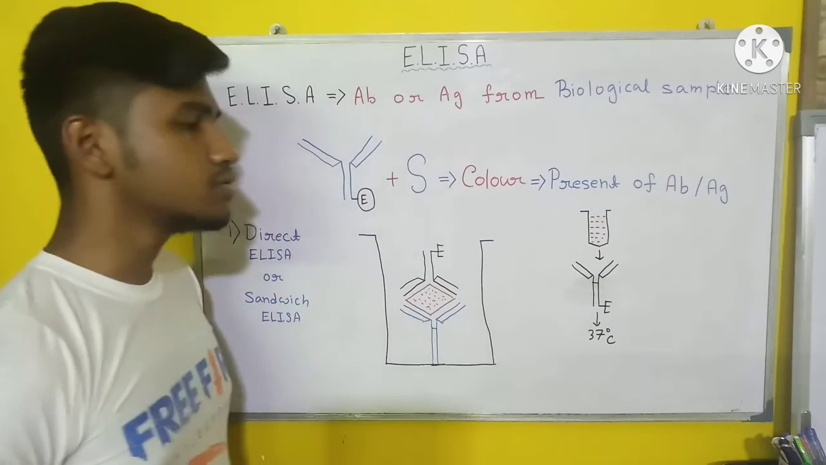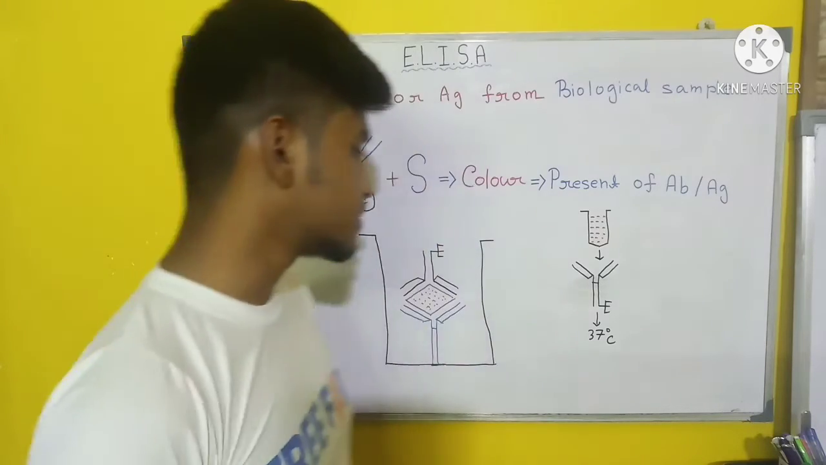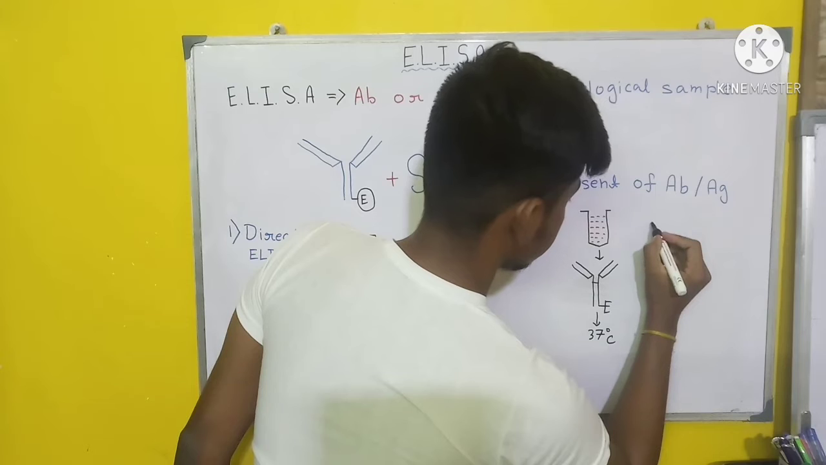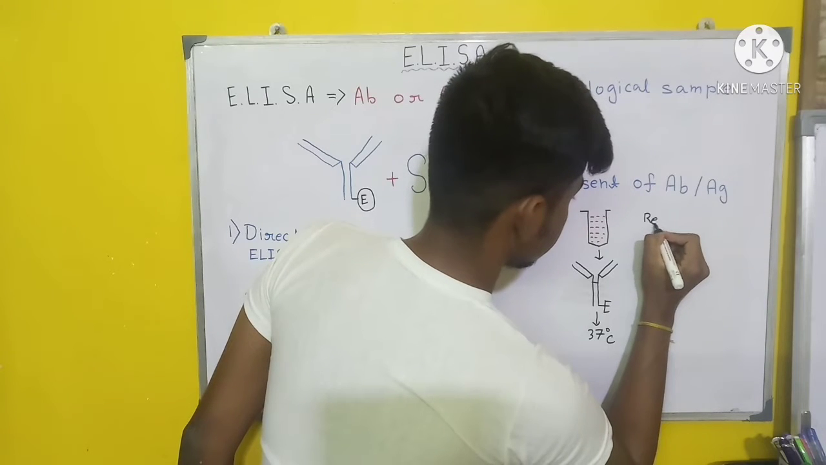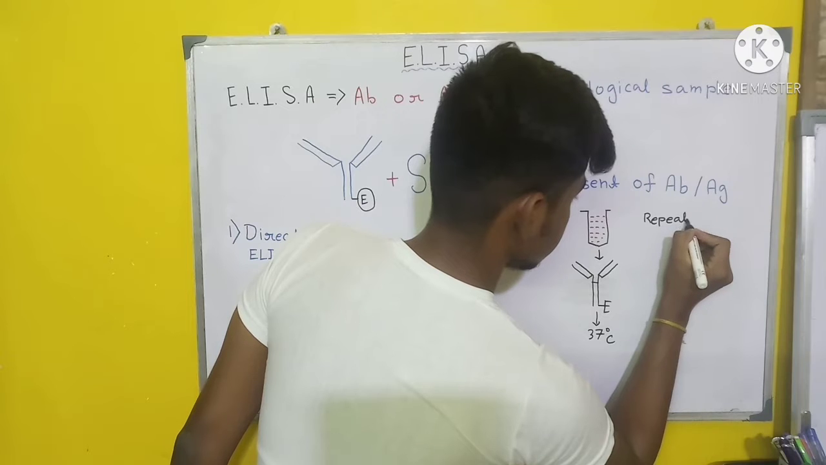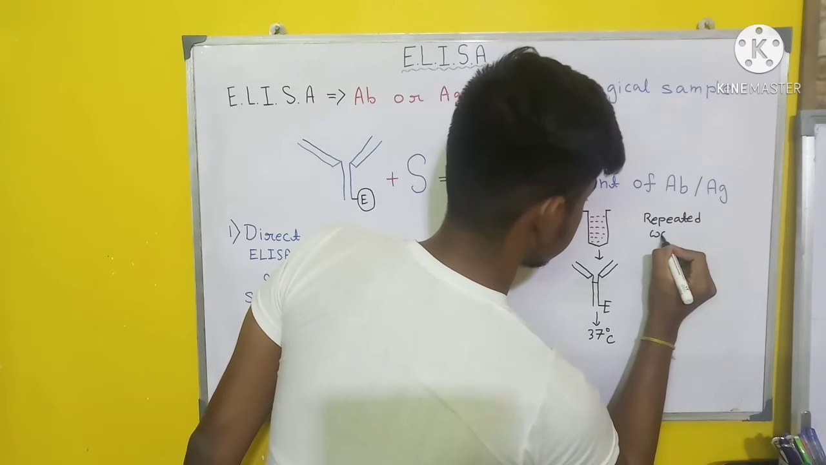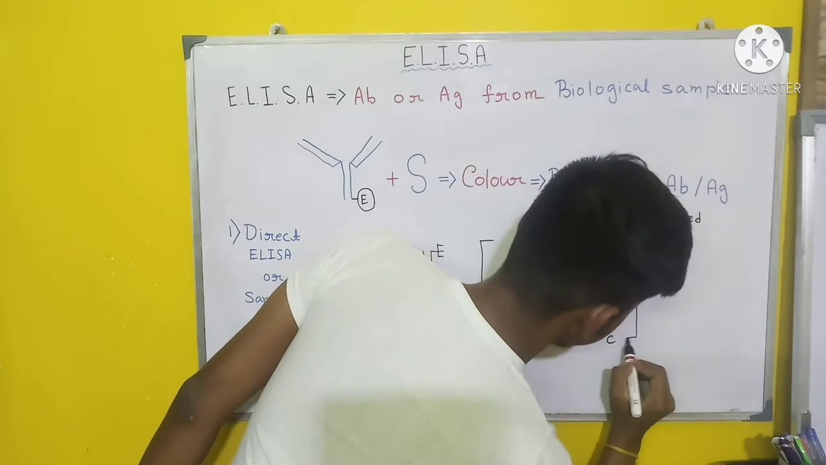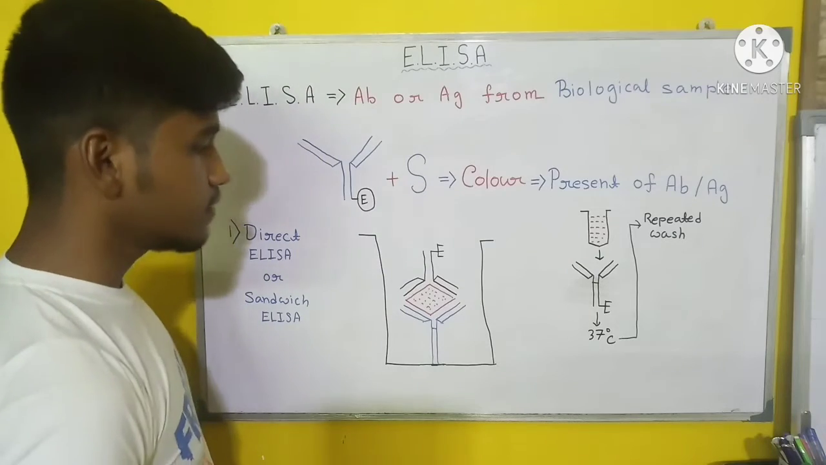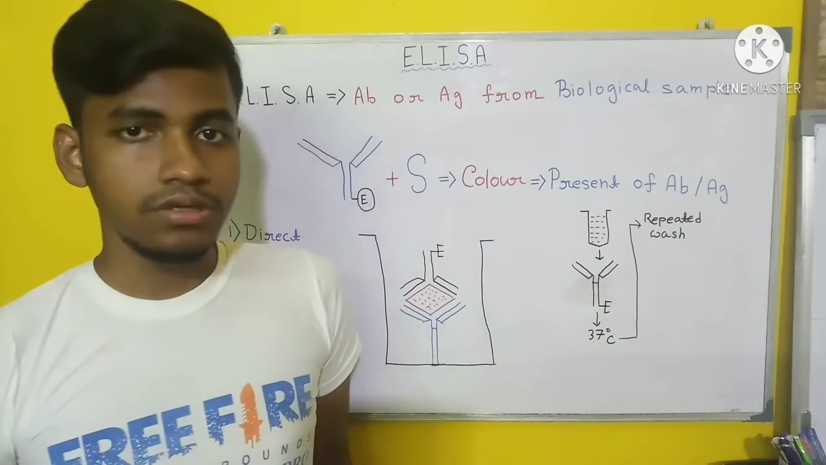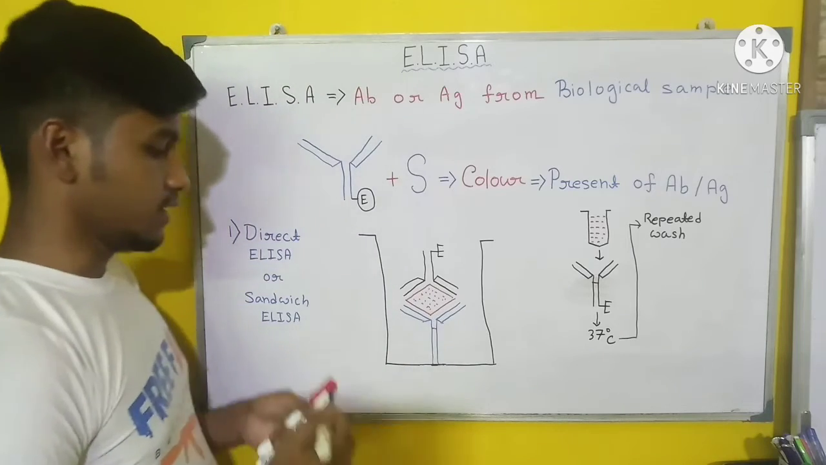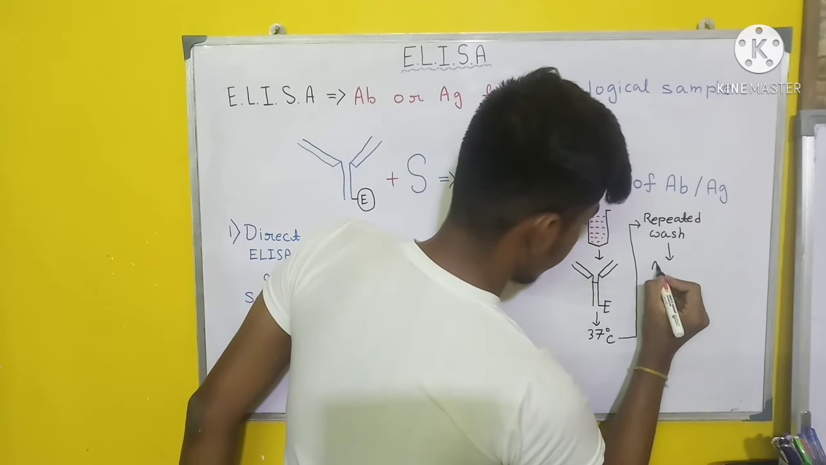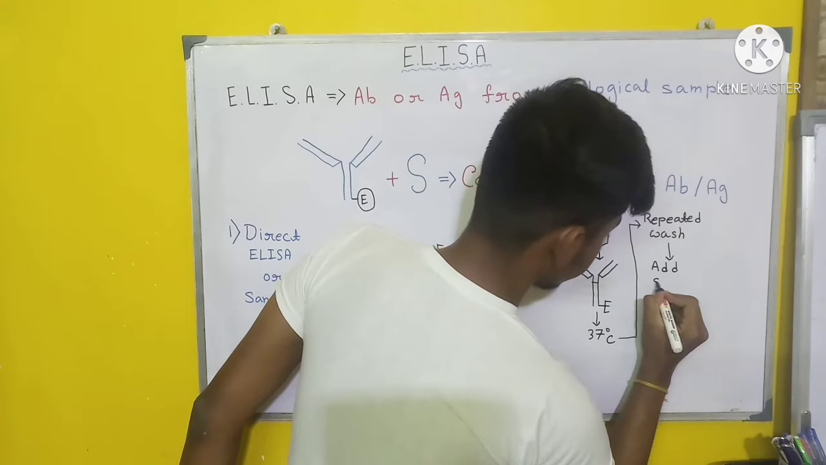After that, we will use repeated washes. We do repeated washes so that the unbound enzyme linked antibody will wash away from the well. And in the next step we will add substrate.